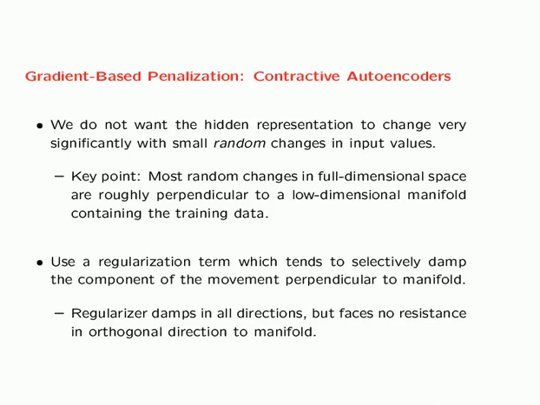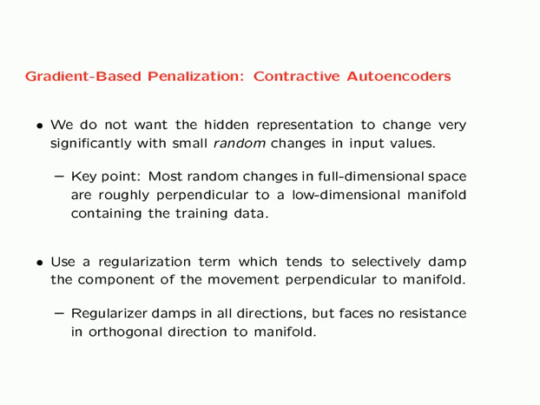So if you pick any random direction from the manifold, typically it will be perpendicular to the manifold. So what you do is that you use a regularization term which tends to selectively damp the component of the movement perpendicular to the manifold. Now the regularization damps in all directions, but it doesn't face any resistance in directions along the manifold.